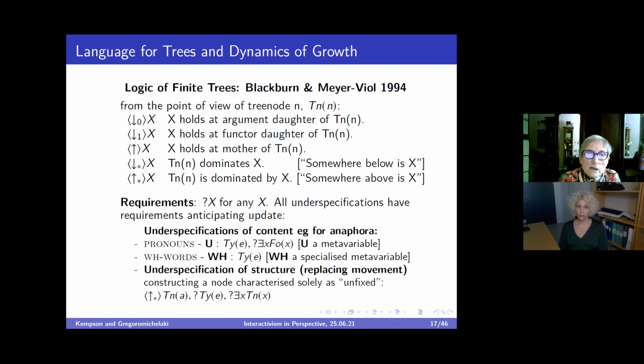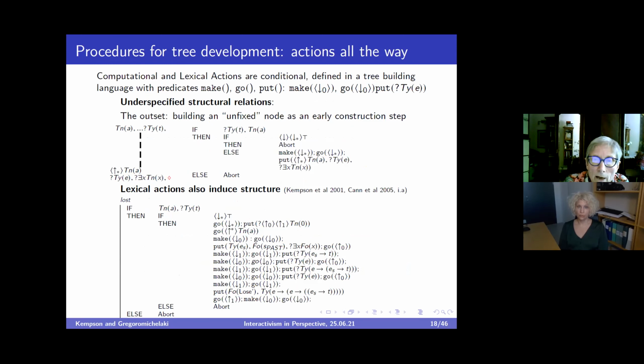Now, the point of these is that the notion of trees is really epiphenomenal here. It's actions all the way. There's no assumption of fixed trees hanging around in the ether. We have to build them. And we assume that there are computational actions, lexical actions and general actions. They're conditional. They're defined in a tree-building language. So what I'm giving you here, you don't really need to look at the stuff on the right-hand edge. It's just to make you see visually that this is all in the same language.